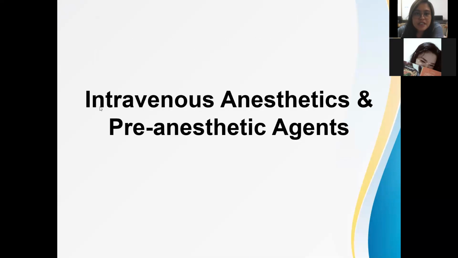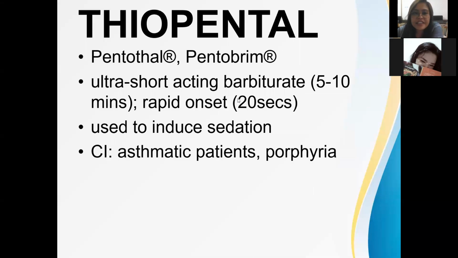This is an intravenous anesthetic already, okay? It is intravenous. So why ultra short acting? Because its activity will just last 5 to 10 minutes. So it is short and at the same time its onset is rapid, with effect 20 seconds after giving it intravenously. So the reason why we use thiopental before surgery is to actually sedate the patient, so the patient falls asleep right away. Okay?